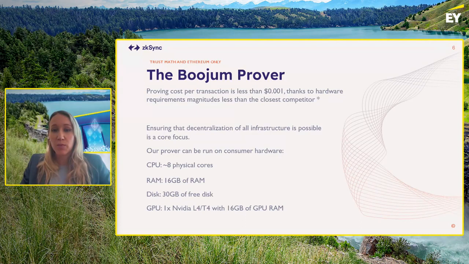And why is that so important? It is because something so complex being able to be run on consumer grade hardware, meaning 60 gigabytes of RAM, something we could all use, makes it possible for this to be completely decentralized. Anyone can run this kind of a prover. So you're not restricted to a certain amount of big players.